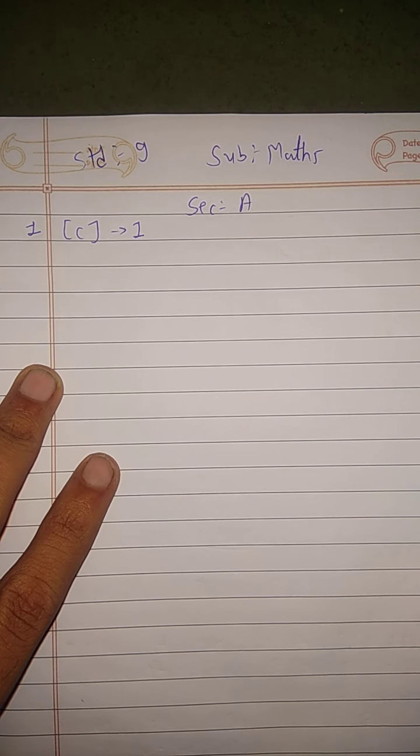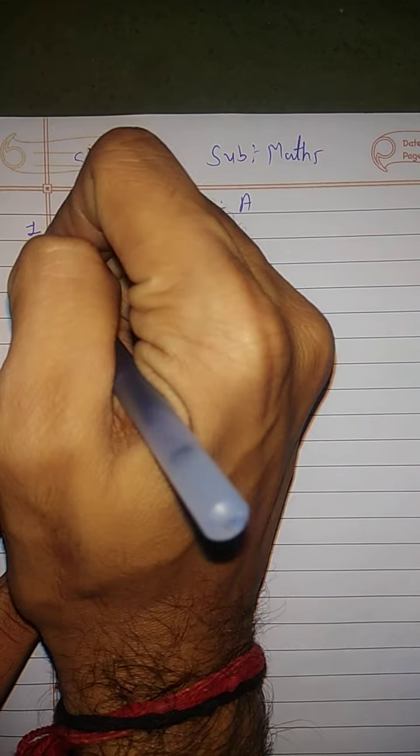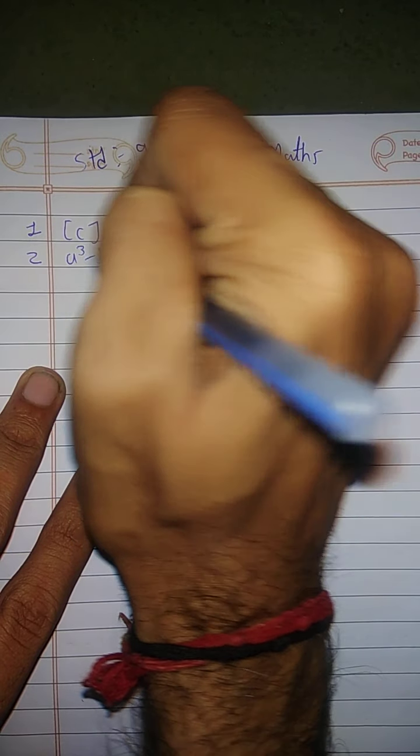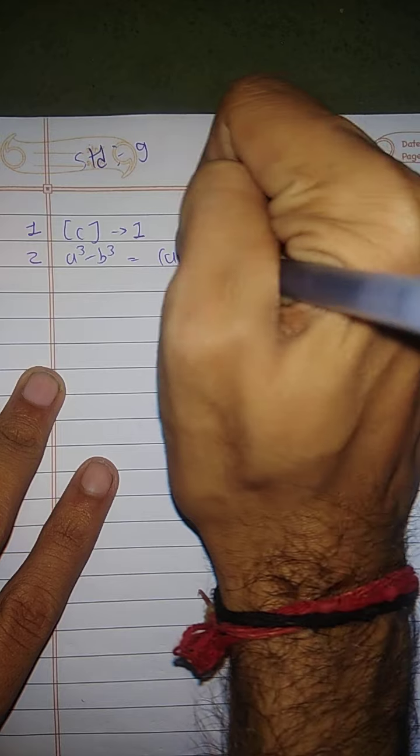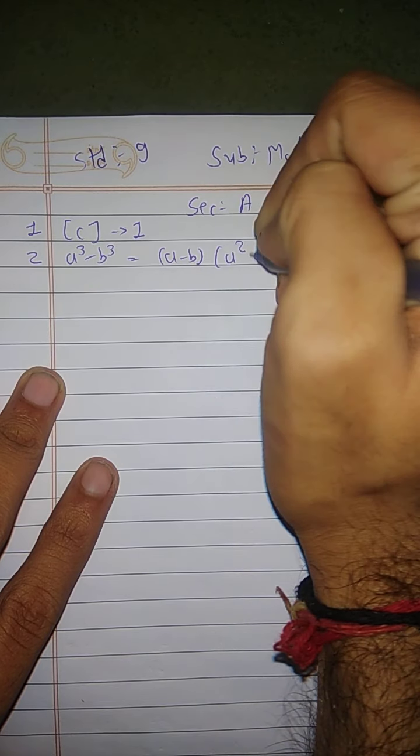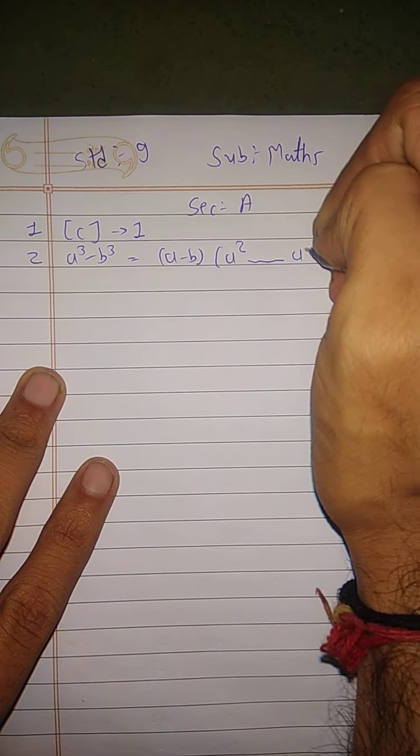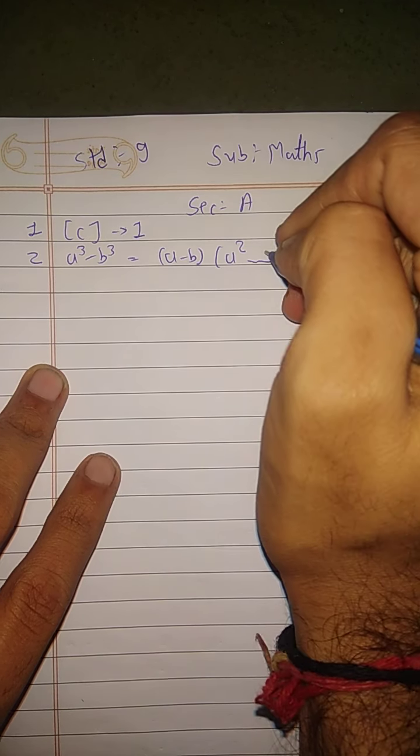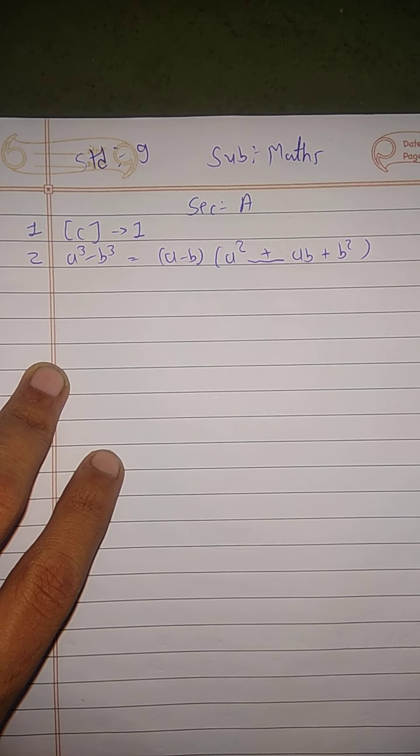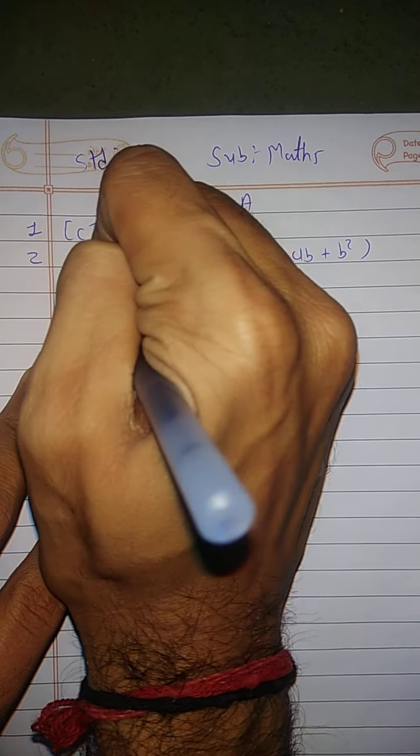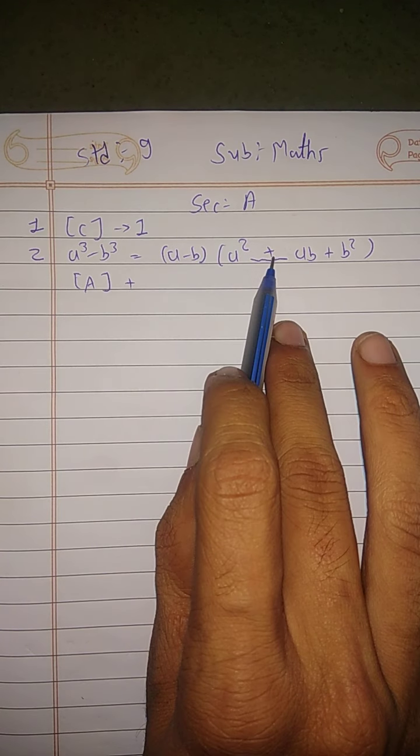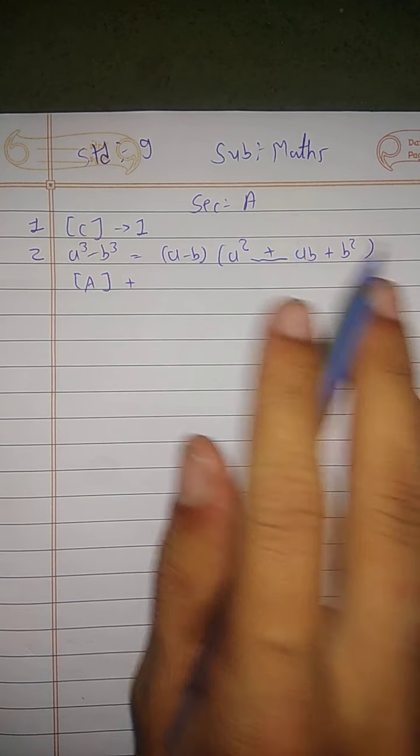This is theory. After that, the second question, in that we have one formula, a cube minus b cube is equal to a minus b, then a square, here we have one blank, ab plus b square. So here our correct answer is the plus sign, option A. If here we have a minus sign, we need to put a plus sign. This is the correct answer.